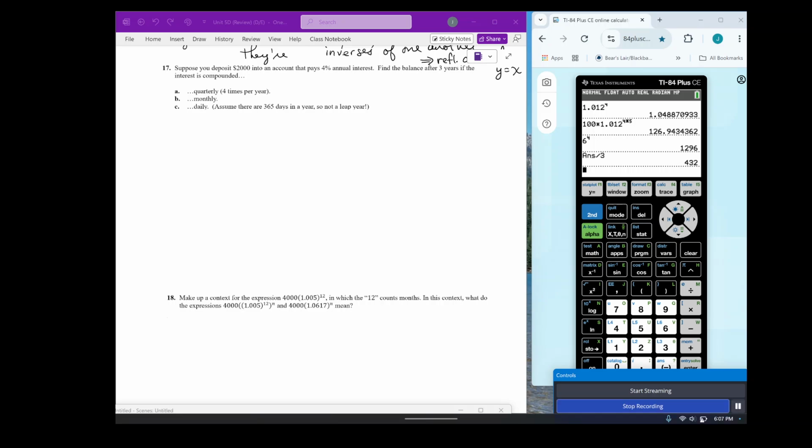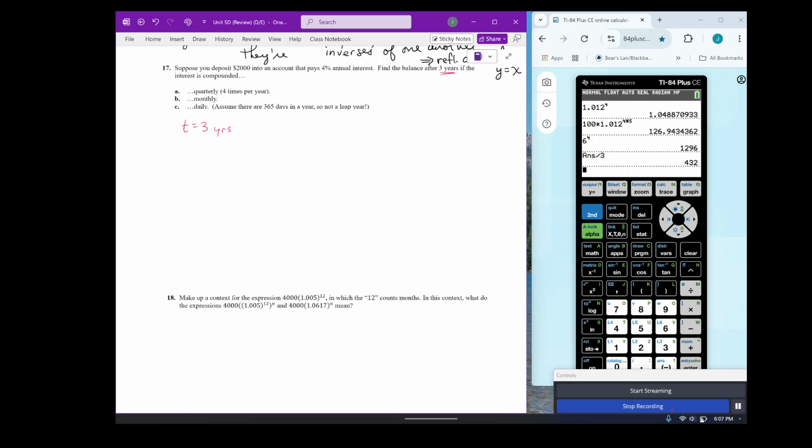Okay, let's take a look at 17. 17 is one of these problems where you're comparing different ways of compounding. So the first one, let's see. Well, in all cases, we're depositing $2,000, and remember these take the form of, after what is this? 3 years. So we're gonna say T is 3 years.